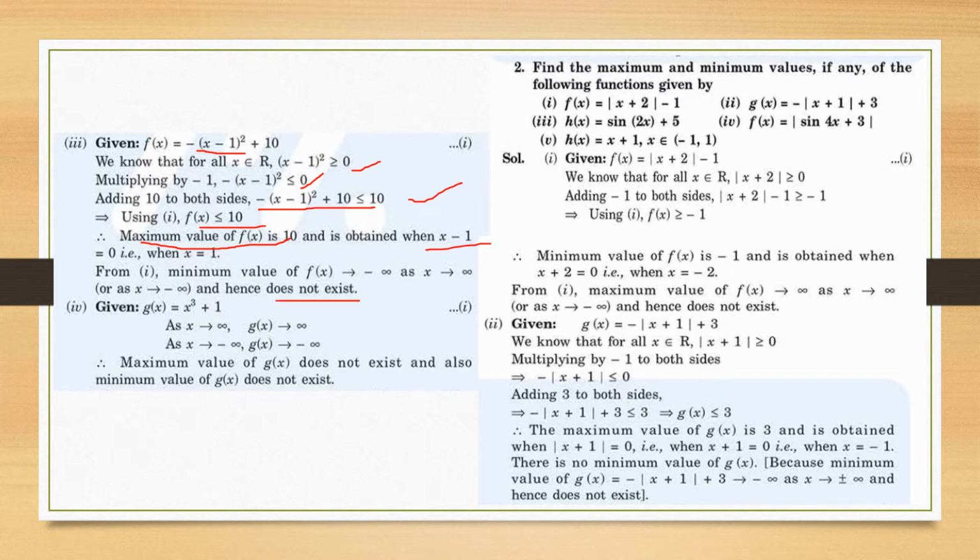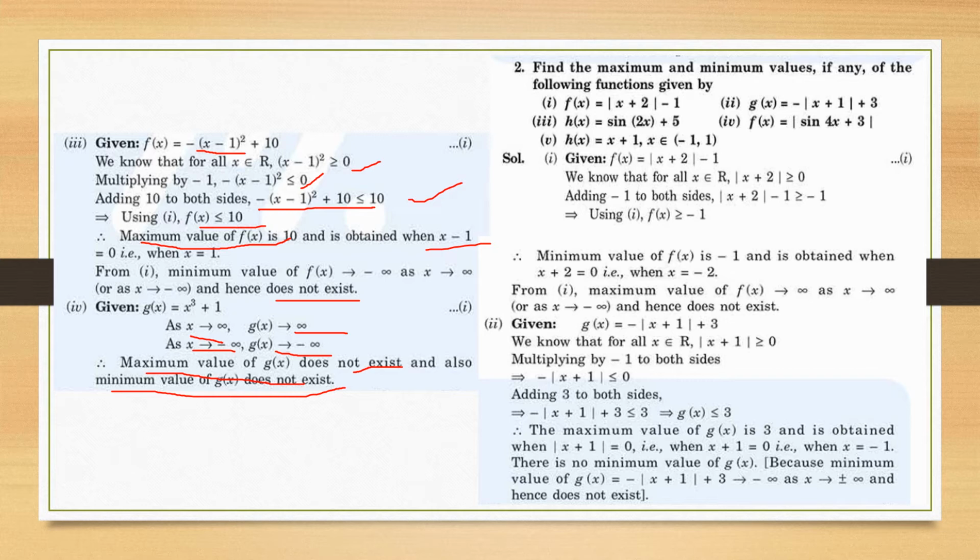The last one is x cube plus 1. Now as you know, as x approaches infinity, this function approaches infinity, and if x approaches minus infinity, this also approaches minus infinity. So in this case the maximum value and the minimum value both do not exist.